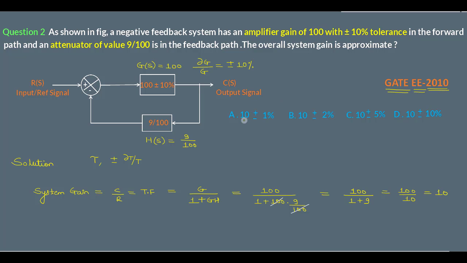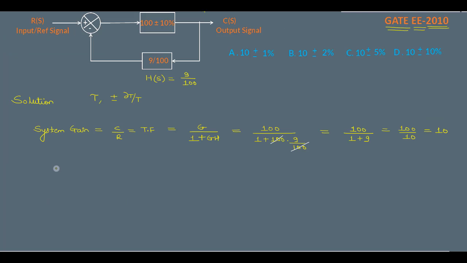If you see, we have the value of system gain 10 in all the 4 options. In option A, B, C, D, everywhere we have the system gain value of 10. So we cannot directly mark the answer just by finding the system gain value. We need to find the value of dou T by T in order to mark the correct answer. Now let us find the value of dou T by T.